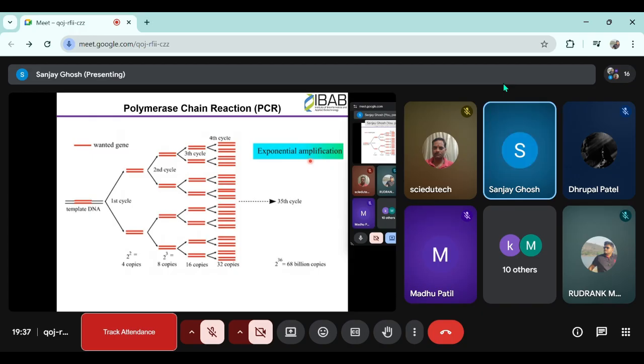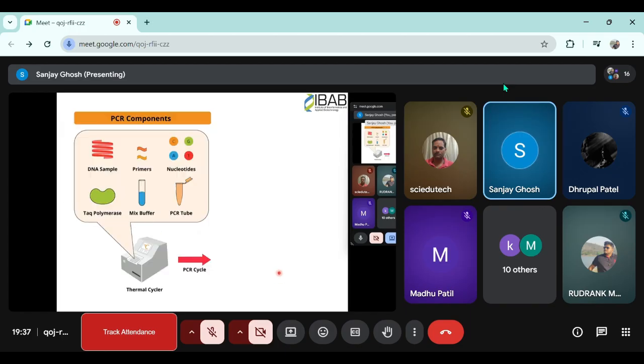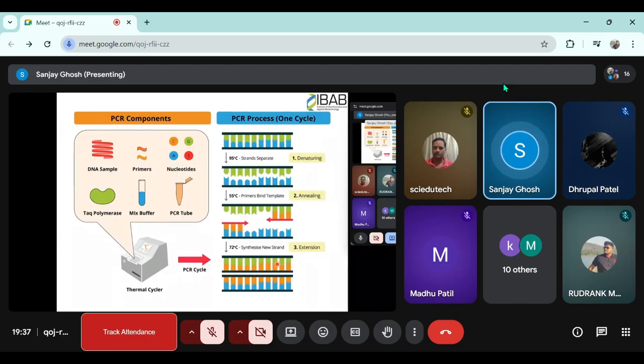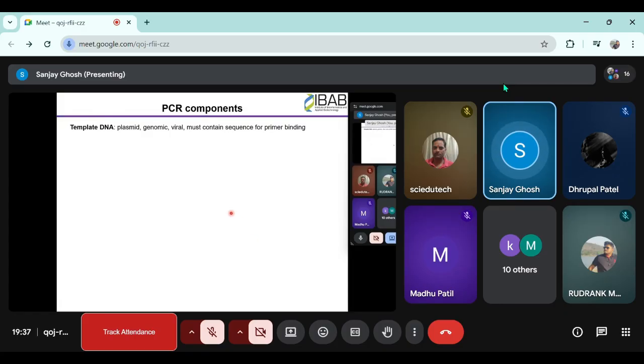But how much you will amplify, what you will amplify, will depend on the primer you decide, right? And that is something we'll look at in a moment. Okay, so this thing I have already discussed. I'll come to what the PCR components are, how it is assembled, and we'll see how it is important later on. So we will need some kind of template DNA, let's say plasmid, genomic, virus, whatever. The only requirement of a template DNA is that it should contain sequence for this primer binding.